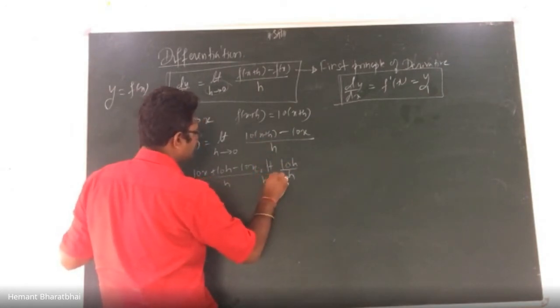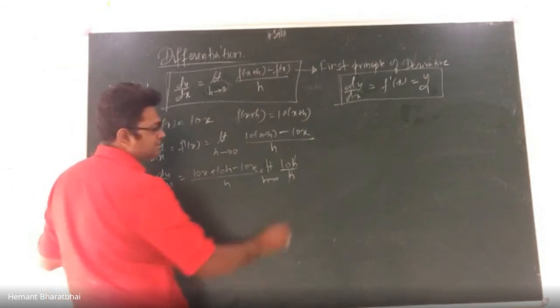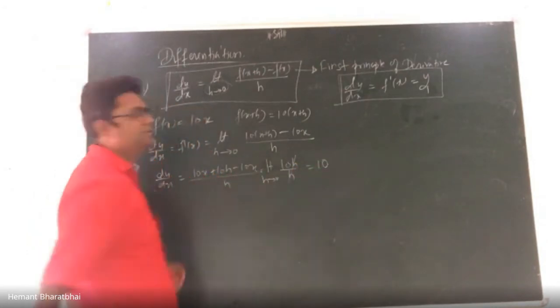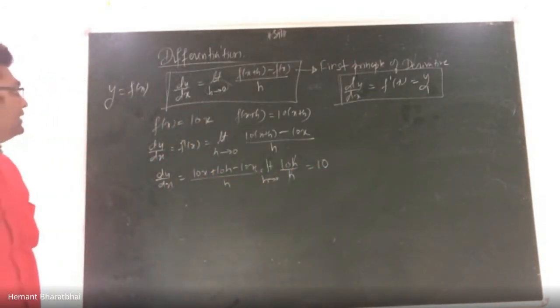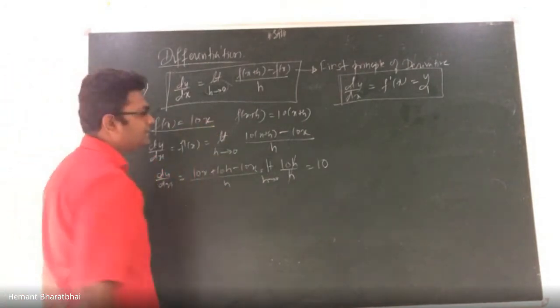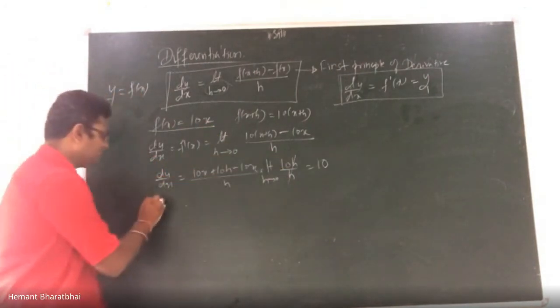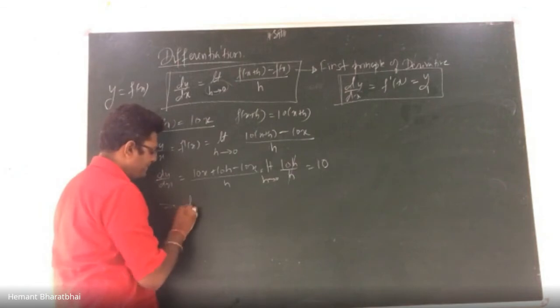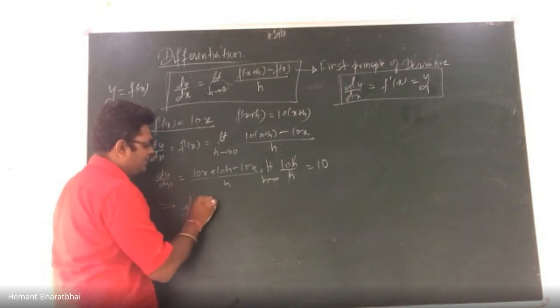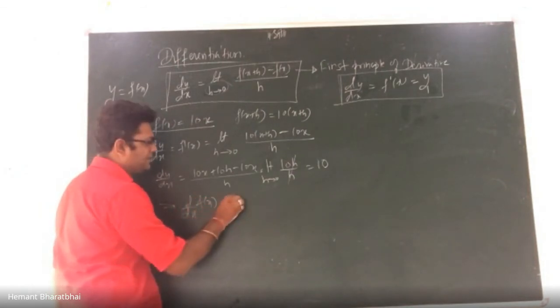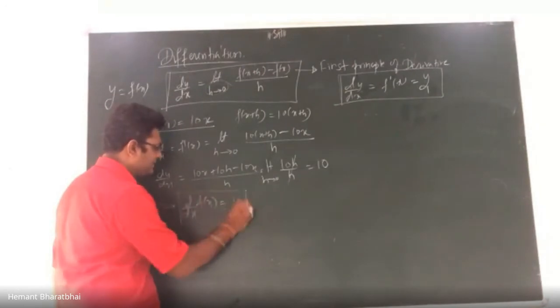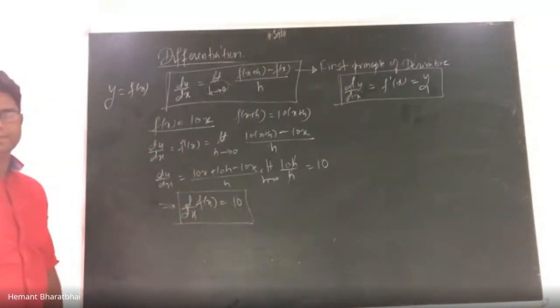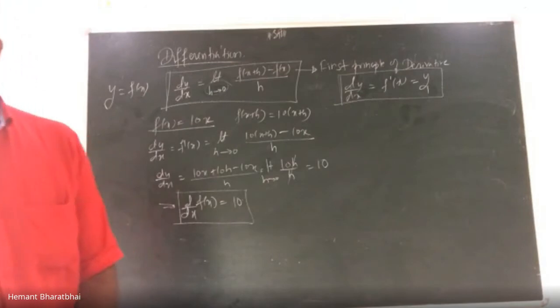Limit of h tends to 0. This h gets cancelled, so the limit of a constant is the constant. So the derivative of 10x is 10. Therefore we get that the derivative of this f of x is nothing but 10 in this case. Okay, let's see one more.